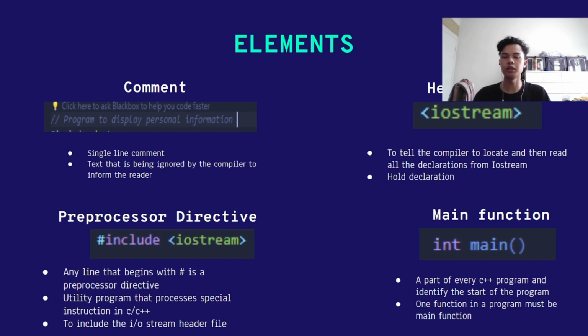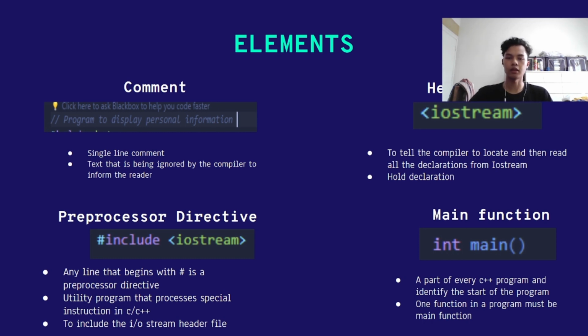As you can see in the picture there, it is a single line comment because it has only two slashes without any star symbol. A comment is text that is ignored by the compiler, to inform the reader on what the code is doing. In the comment it says that the program is to display personal information. So then we have preprocessor directives.